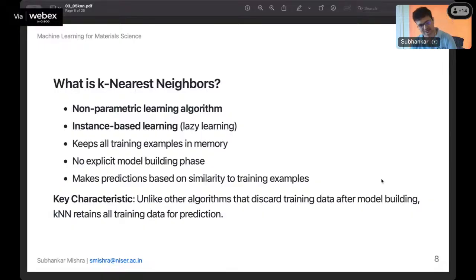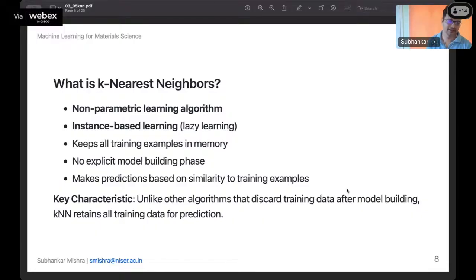So what is k-nearest neighbor? Again, a non-parametric learning algorithm. It is majorly an instance-based learning, or you could say a lazy learning. The only thing here is it will keep all the training examples in memory, and there is no explicit model building phase. That means you do not create a function f. Yeah, and you make predictions based on similarity to the training examples.